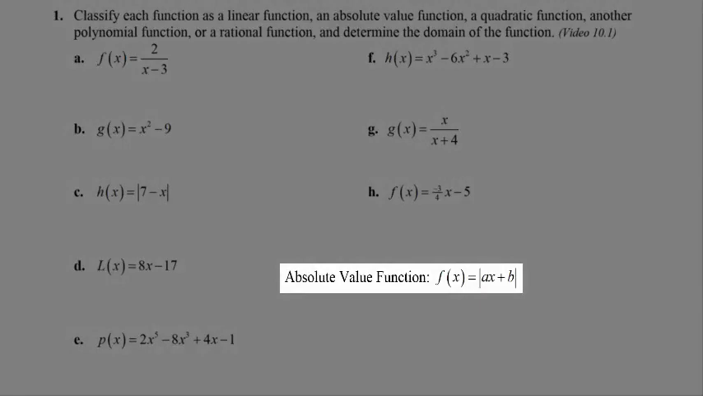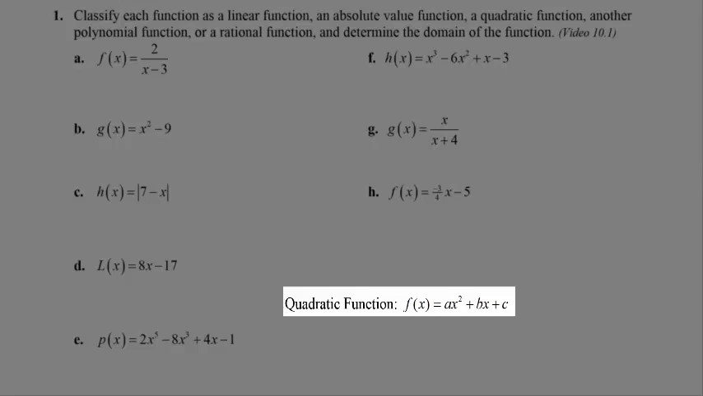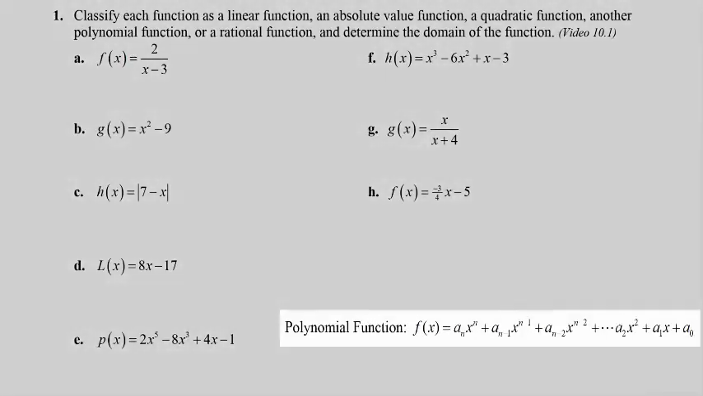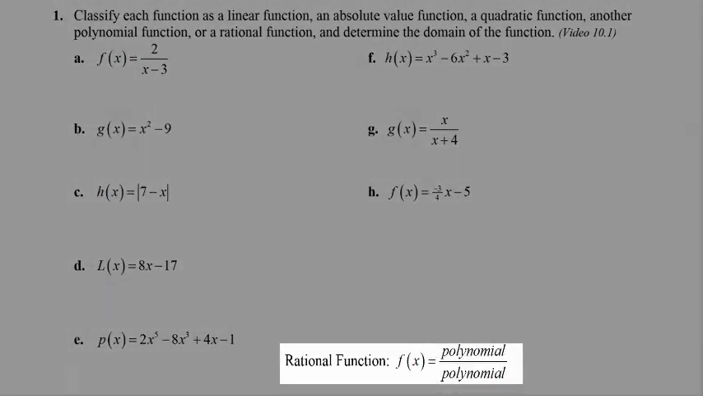An absolute value function is a function in which we have absolute values involved. A quadratic function is a function in which we have a polynomial where the highest exponent is 2. When they say another polynomial function, they're talking about polynomials with exponents higher than 2. And a rational function is a function involving a fraction.